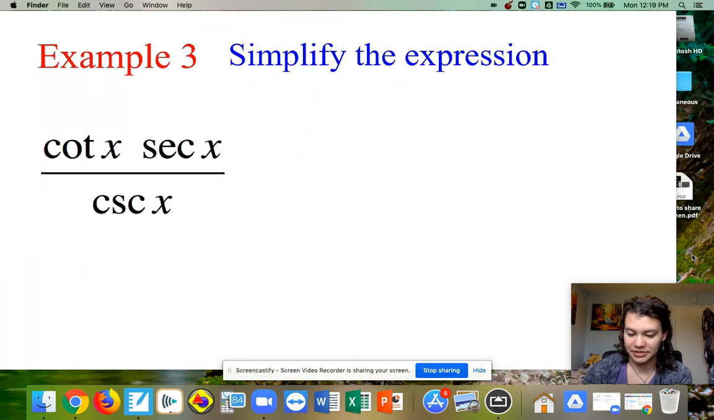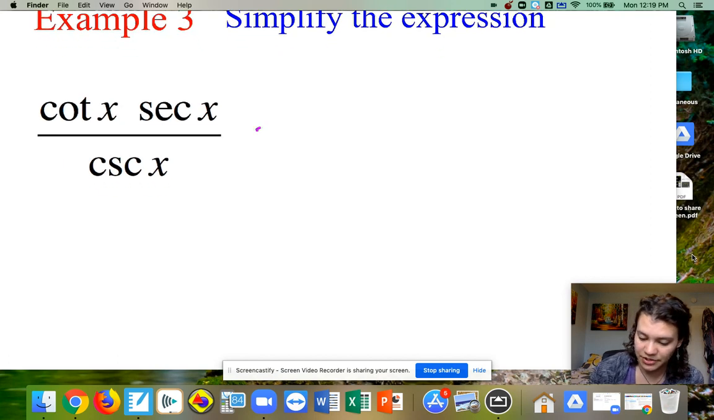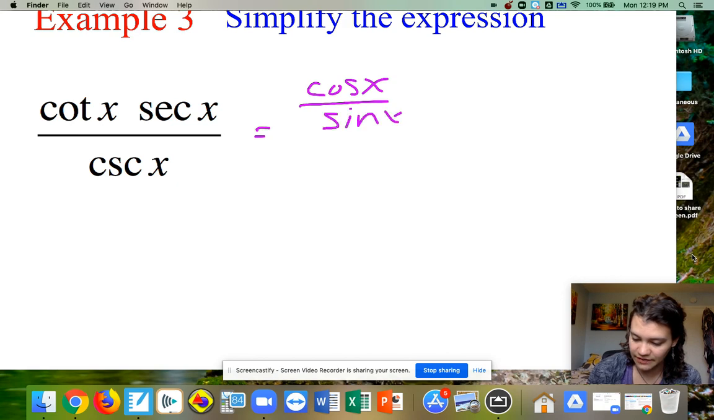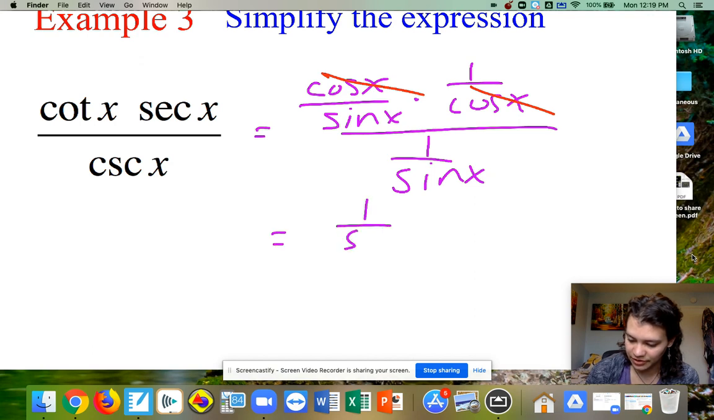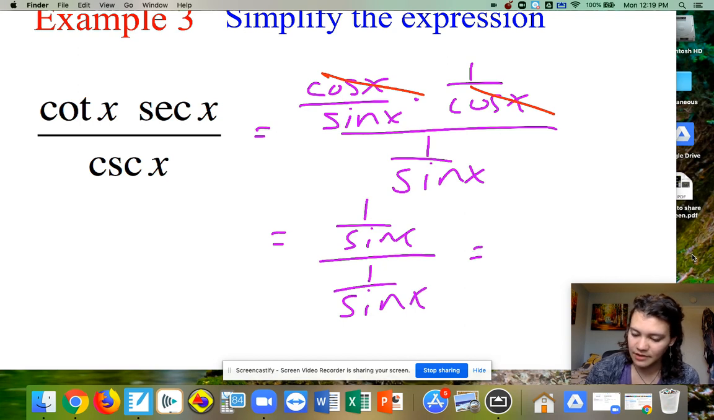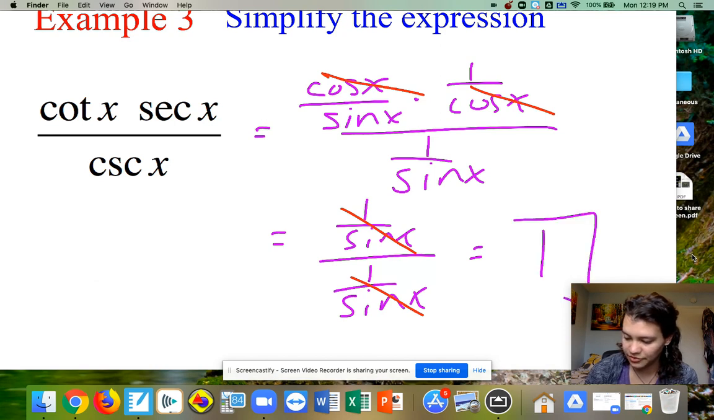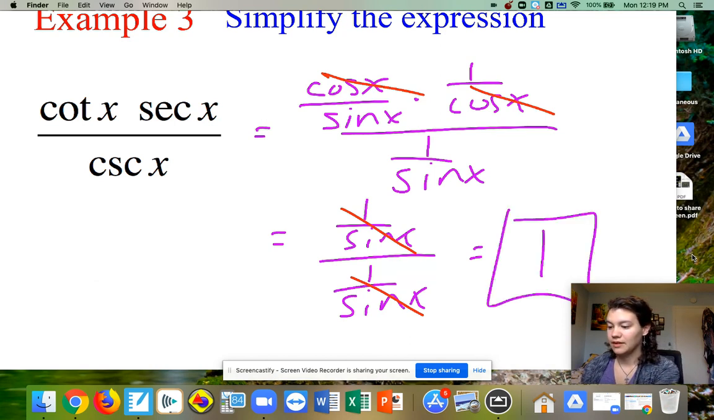So the example here, we're going to use that tip, put these in terms of sines and cosines. So cotangent is cosine of x over sine of x. Secant is 1 over cosine, and cosecant is 1 over sine of x. So at this point, these cosines will cancel. Now we have 1 over sine of x, 1 over sine of x. Our sine of x will cancel, and you are left with 1 for this one. So that's the next step.